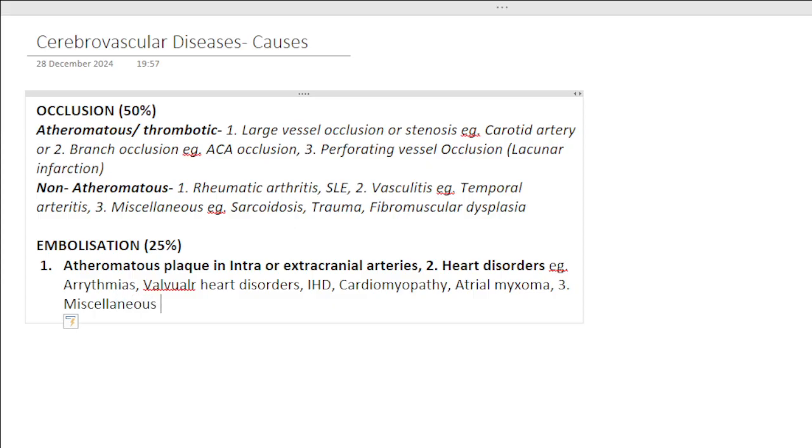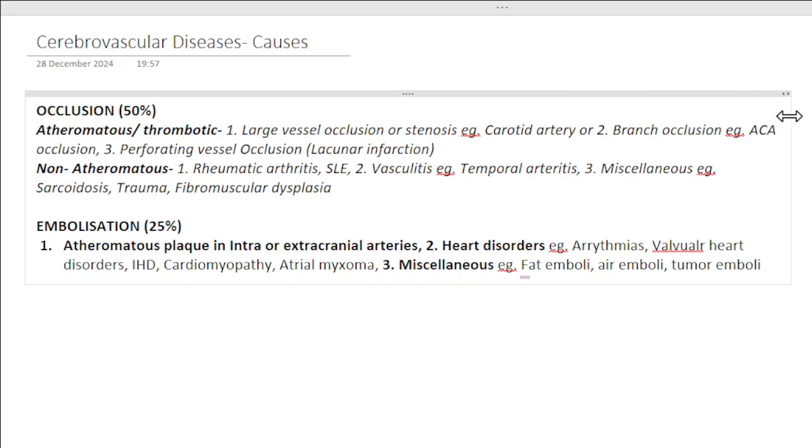Miscellaneous reasons which can cause it? Yes, please tell. Air emboli. Okay, try to understand air emboli. See, there is nothing wrong in interaction. You can always tell. Tumor emboli. If you are not correct, I'll correct you. If I am also not correct sometimes, try to correct me. There's nothing wrong. This is how you are going to learn from the interaction. Okay, so embolization, 25%.